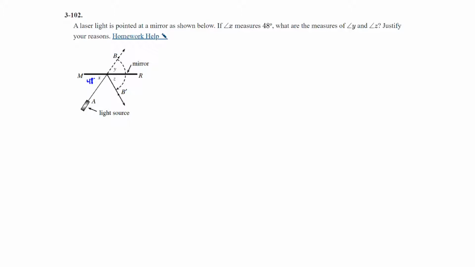Thinking back to our angle measures, we have this line and this line intersecting, which means angle X and angle Y should be the same. So we know that angle Y, or the measure of angle Y, is equal to 48 degrees. And we know this because vertical angles are congruent. Alright, and since vertical angles are congruent, their measures are the same as well.